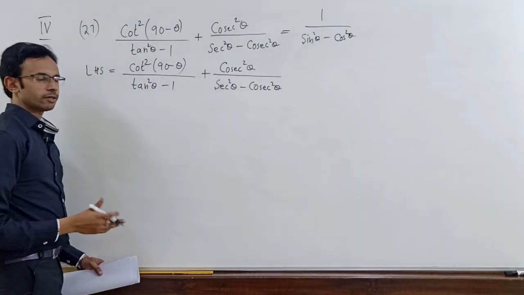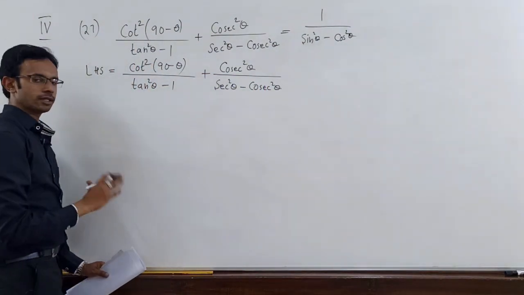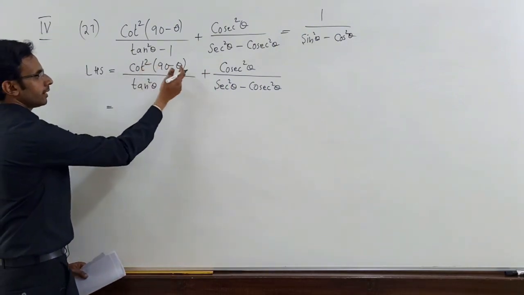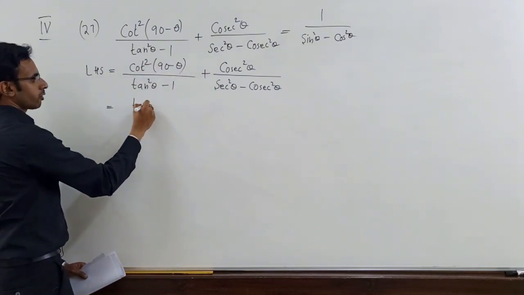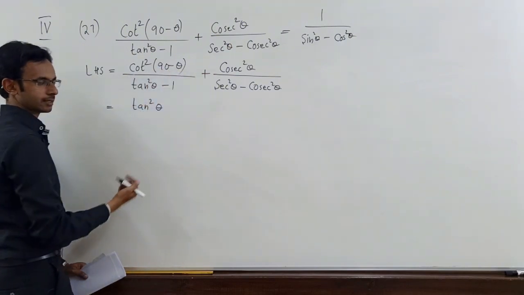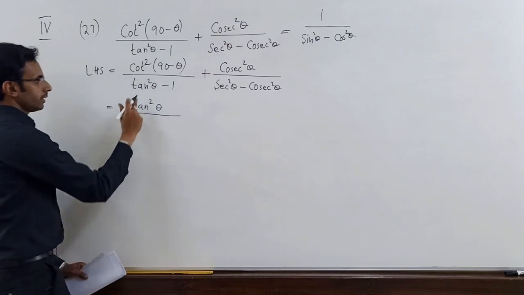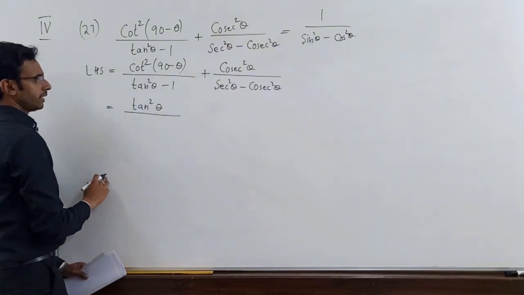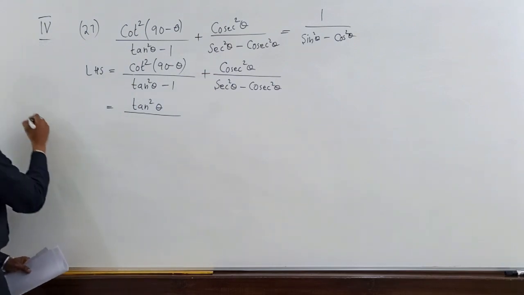As per the instructions given to you, always try to convert everything in terms of sine and cos, then it will be easy to calculate. Cot square (90 minus theta), it's a straightforward formula, it is tan square theta. Cot of 90 minus theta is tan theta, divided by tan square theta minus 1. We can write this as another identity. We all know this.